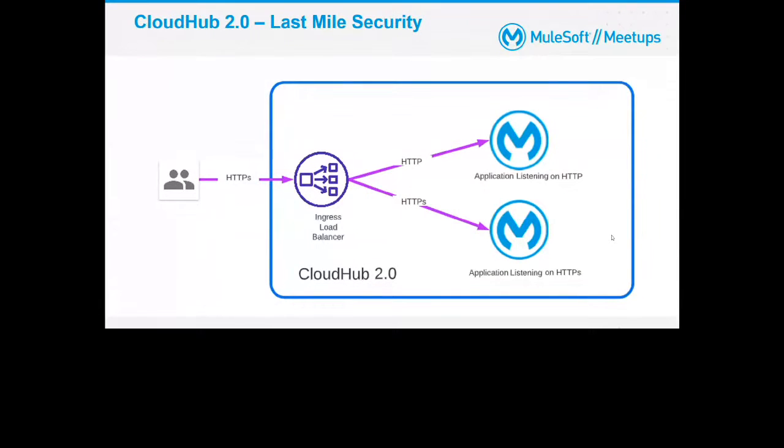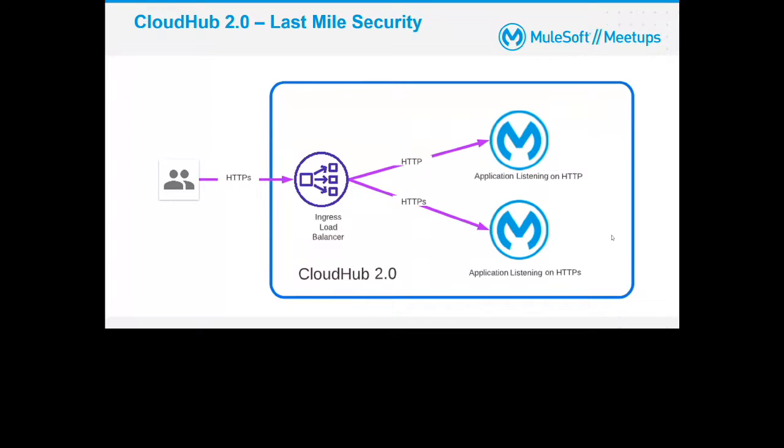So this is what I'm trying to create a picture of. This is last mile security. In CloudHub 2.0, you have an option called last mile security, so you can select that. What is last mile security? You have applications, and on top of that application you have an ingress load balancer. Traffic coming from the public internet first lands on the ingress load balancer, and then the ingress load balancer distributes the traffic to your application. Now in CloudHub 2.0, whenever you deploy an application, by default the public endpoint will be HTTPS.